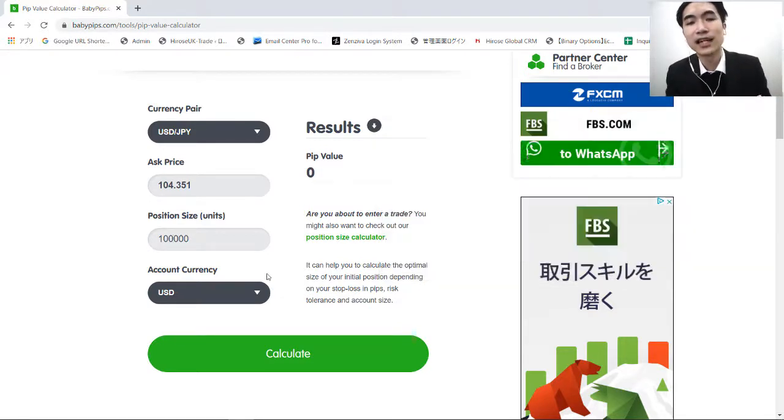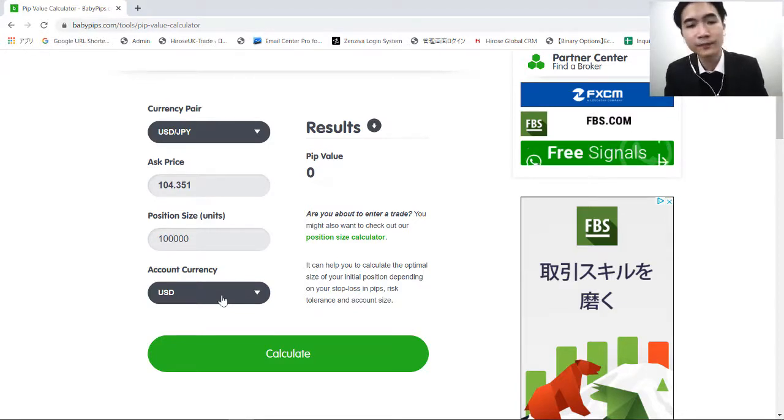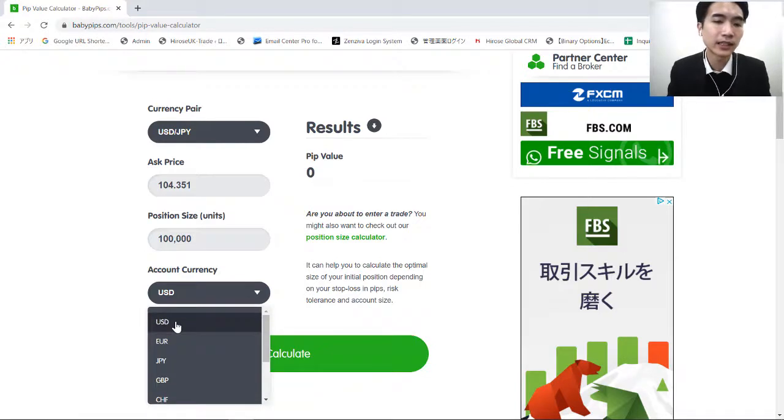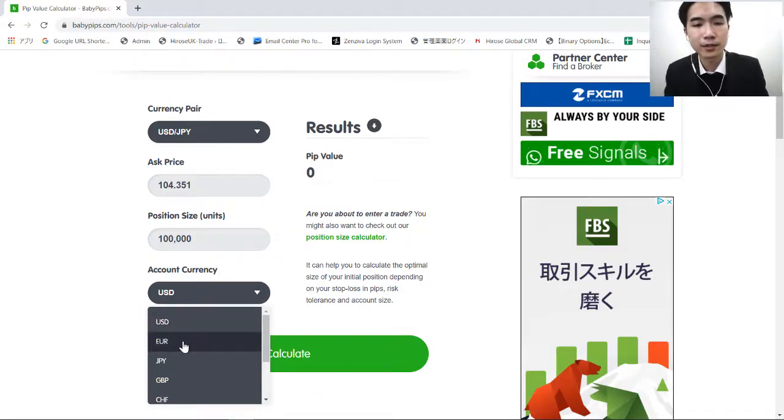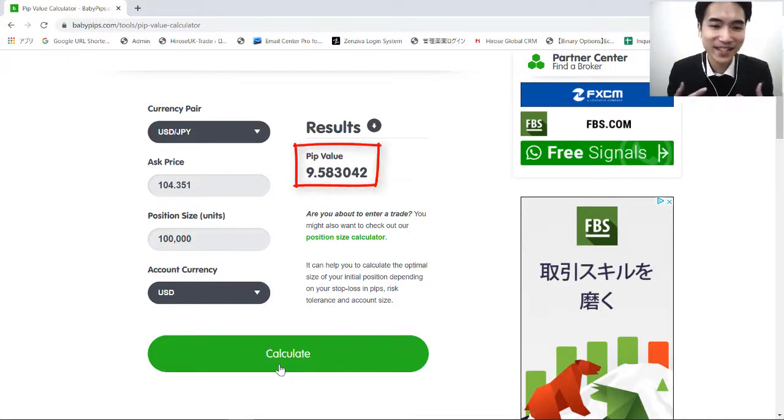Next, I will choose my account currency. That is the base currency of your account. Let's say my account's base currency is US dollar, so I select US dollar here. Or if you have euro, you can select euro as well. For now, I will leave it as US dollar. After we get all this filled in, we can click on calculate. And just a split second, I have my pip value here.